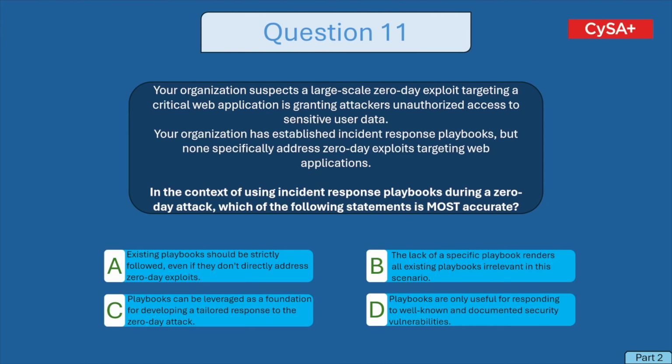All right. So right off the bat, a lot of information in this scenario is completely unnecessary to answer the question correctly. A rule when it comes to playbooks is that they are a foundation for core response activities like containment, communication, investigation. But they're designed to be adaptable to the attack. It's not supposed to be set in stone. So the best answer for this one would be C. It's going to be to tailor a response to the zero-day attack because it's a foundation. So I'm going to go with C.